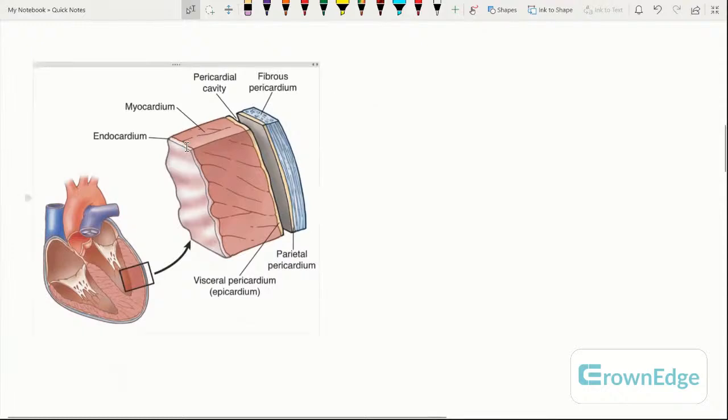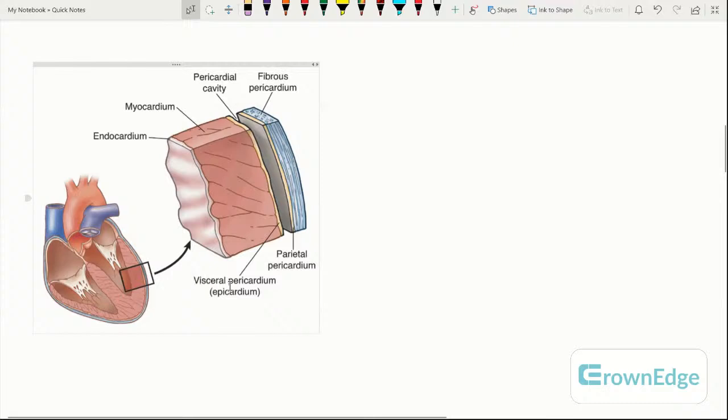So the first layer, if we talk about, this is the endocardium. Then you can see the middle layer, which is orange color, that is myocardium. And you can see two yellow color layers of the heart and the blue color one. These are nothing but your pericardium. All three layers will be called pericardium. Now what is the difference? This pericardium will be subdivided into different parts, right? What are those different parts?